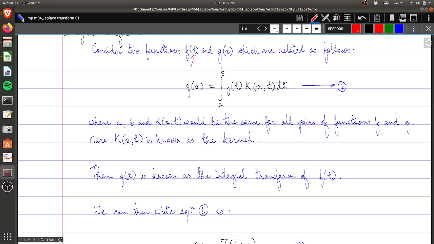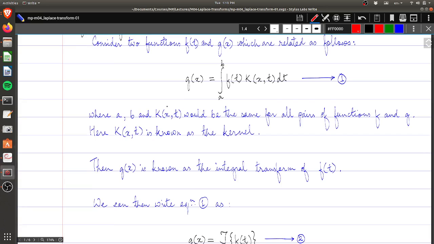So there are three things that we need to keep in mind when we are talking about a transformation like this. The three things are the lower limit, the upper limit, and this kernel function. So a, b, and the kernel. These three things will be the same for all such pairs of functions.